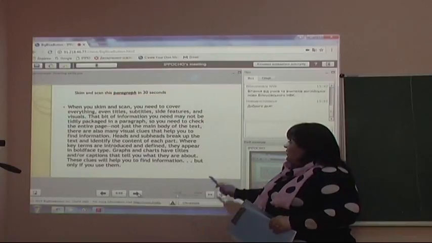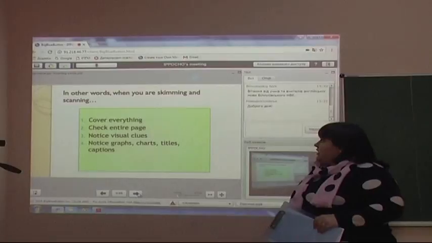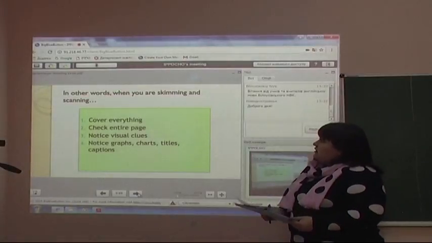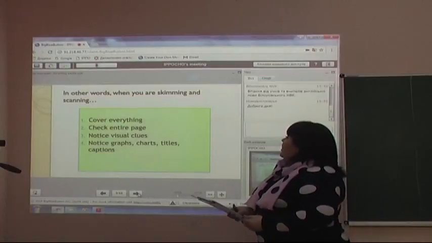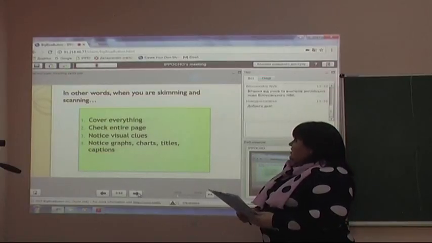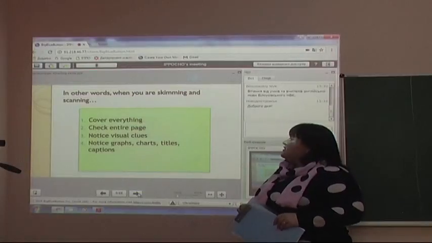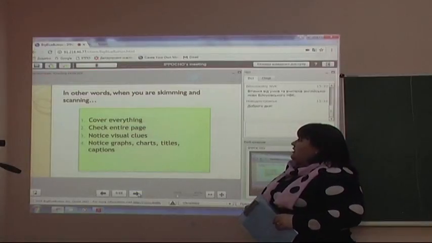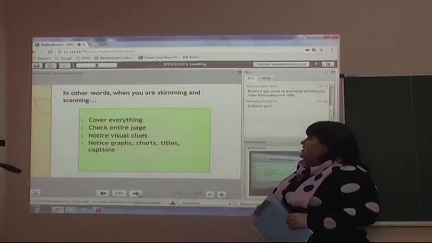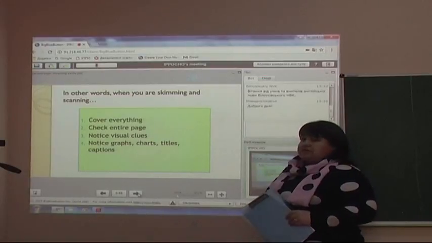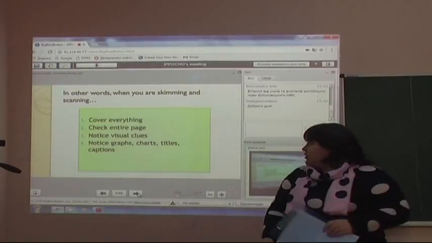That's why we will see the next one. In other words, page by page, notice visual clues, notice graphs, charts, titles, and captions.